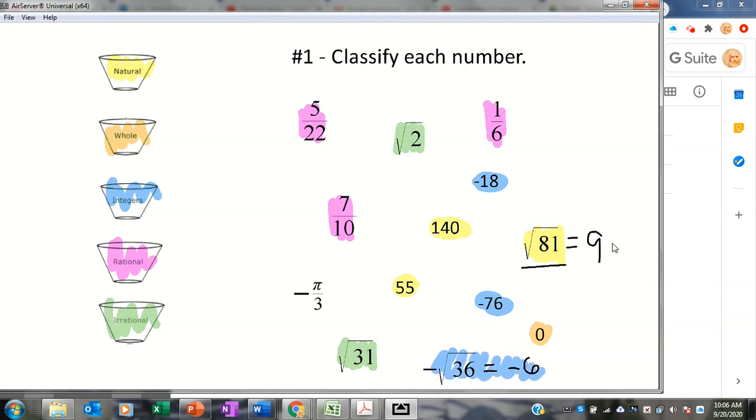So the last one that we have here is going to be this one where we have pi. If you see pi, you automatically need to think irrational. So if there's a pi in the number, it's going to be an irrational number. So it's going to belong to that one right there. And there we classified all of our numbers.